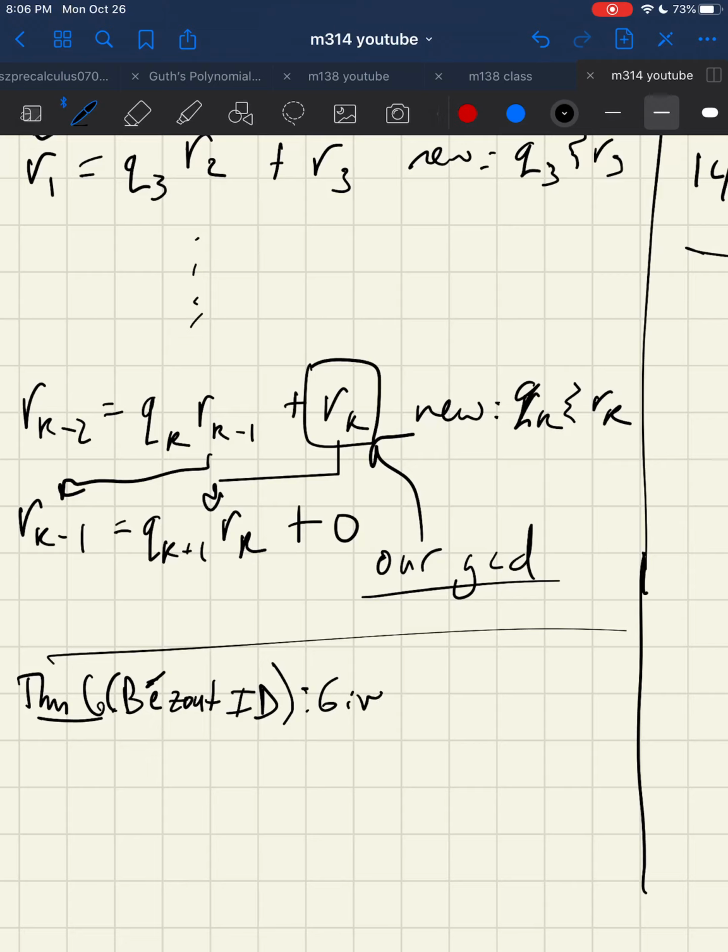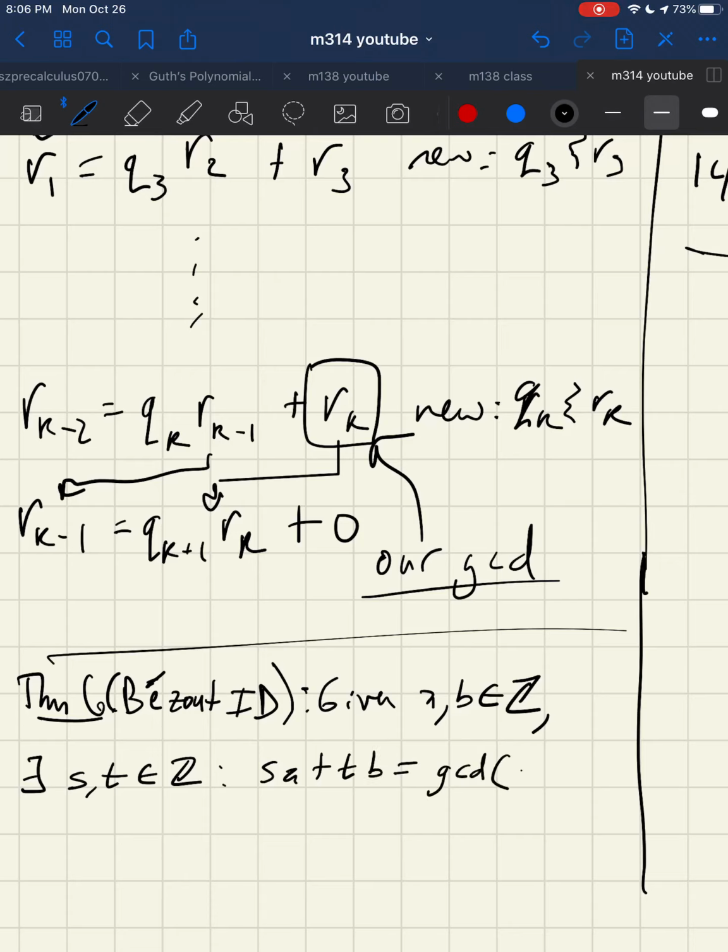And this is, given any two integers, a and b, and again, we're going to be using mostly natural numbers, there exist integers s and t, integers, such that s times a plus t times b equals the GCD of a and b.